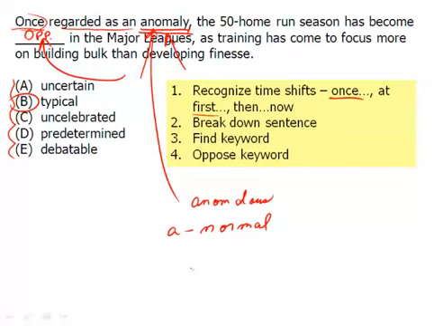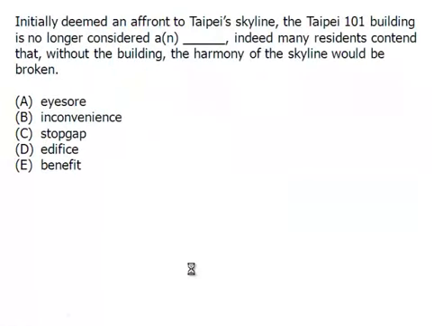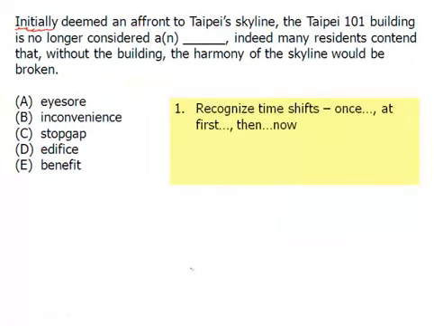So let's try another one, maybe one slightly harder. In this case, you don't see "once," but you see the word "initially." That's another possible word, but again, it's doing the exact same thing as "once" or any of these other time shifts below. So: "Initially deemed an affront to Taipei's skyline, the Taipei 101 building is no longer considered a blank. Indeed, many residents contend that without the building, the harmony of the skyline would be broken."